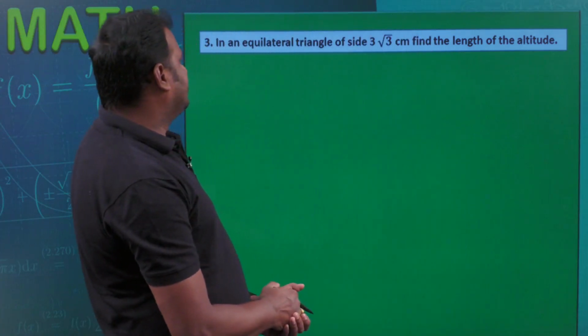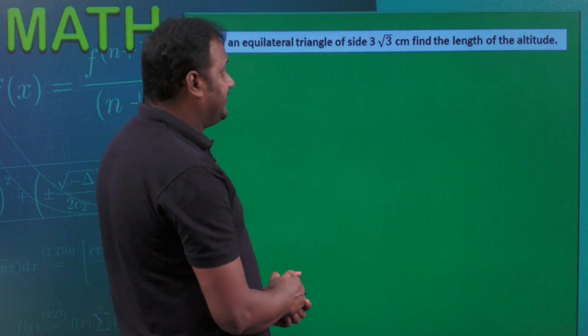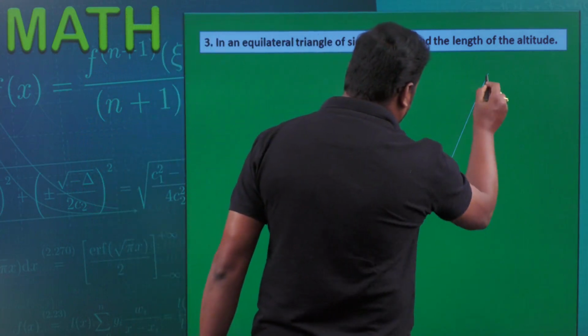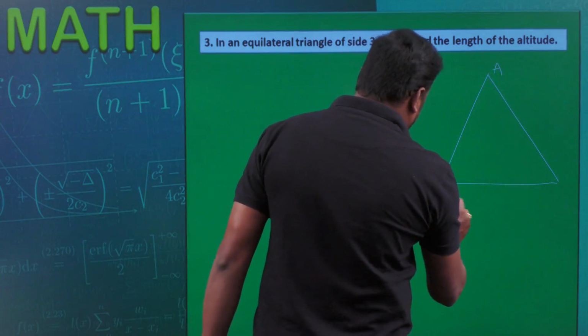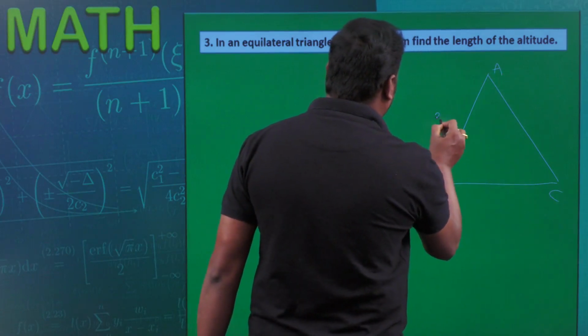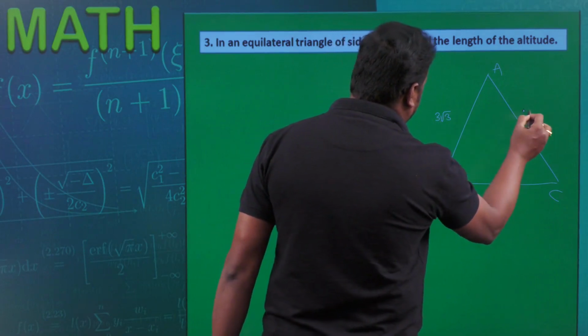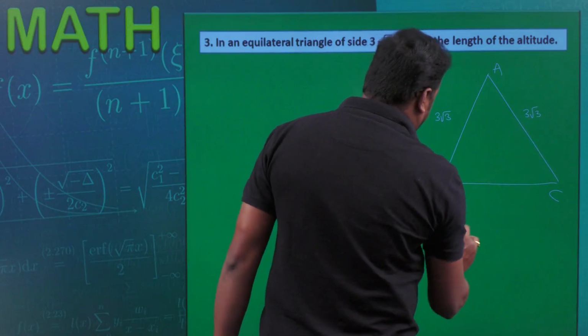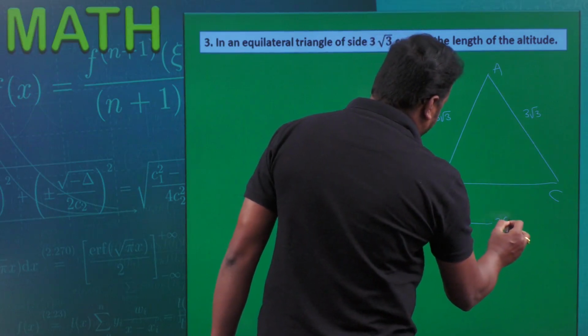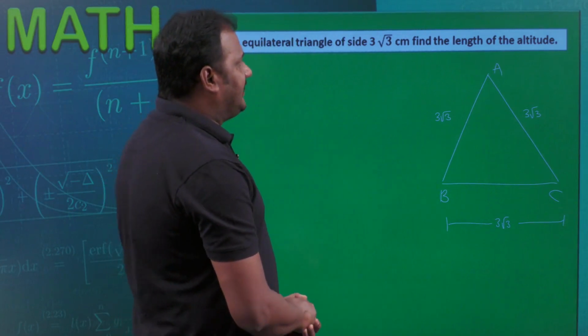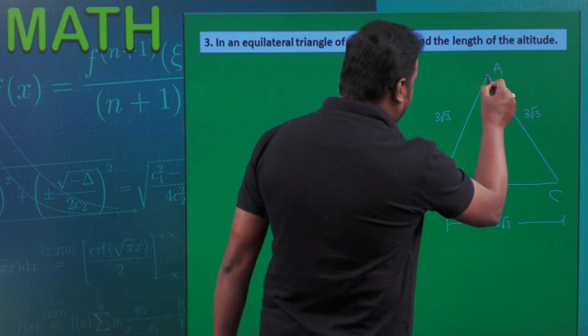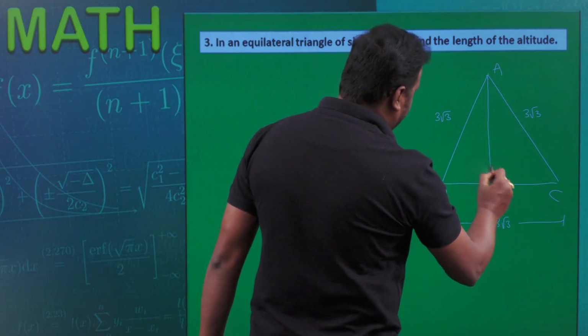Let us consider an equilateral triangle ABC whose side is equal to 3 root 3 centimeters. Here also 3 root 3 centimeters, here also 3 root 3 centimeters. Find the length of its altitude.